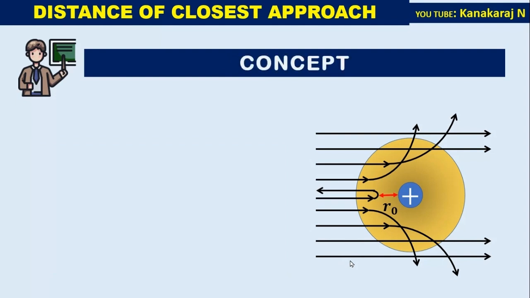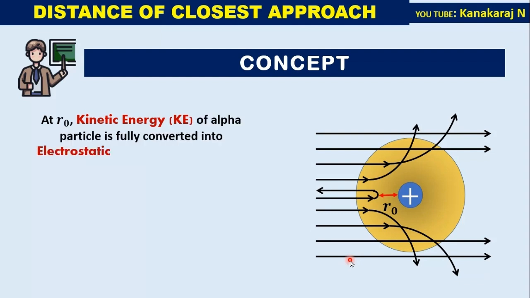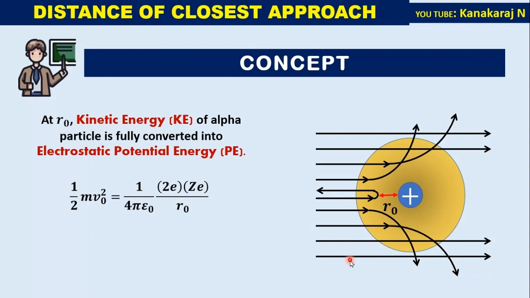Concept. At R0, the distance of closest approach, the kinetic energy of the alpha particle is fully converted into electrostatic potential energy. So the formula for kinetic energy is half m v0 square, whereas the electrostatic potential energy is 1 upon 4 pi epsilon naught q1 q2 divided by R0. Kinetic energy is half m v0 square and potential energy is 1 upon 4 pi epsilon naught 2e Ze divided by R0. 2e is the charge of the alpha particle, Ze is the charge of the given nucleus.